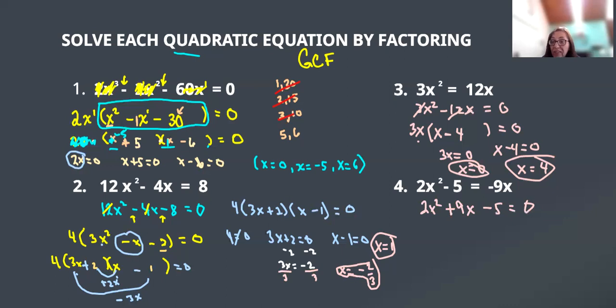Now, GCF, is there a greatest common factor? Well, 2, the only thing that goes into 2 is 2 and 1. Well, 1's not going to do anything for us.